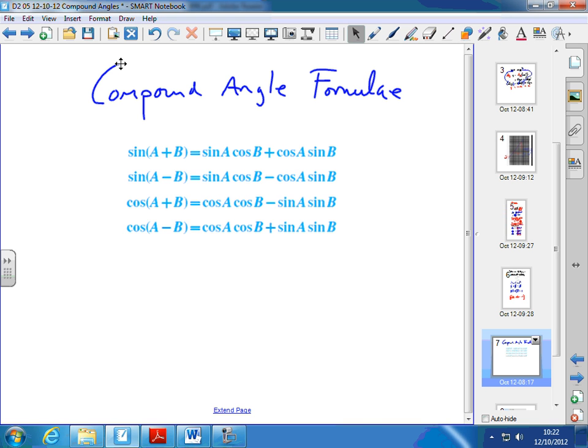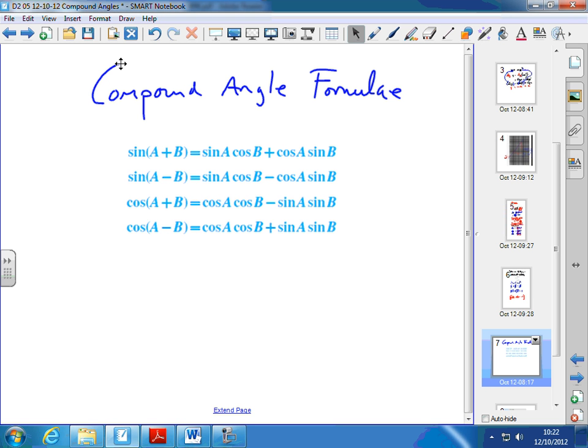These can be shown to be true, and if you're interested in the proof, it's taken from just constructing right angle triangles. You can prove these formulae work, and I've put the proof on the site as a separate handout, so if you wanted to have a look at that, you could see how it's calculated. But it's a similar sort of way.